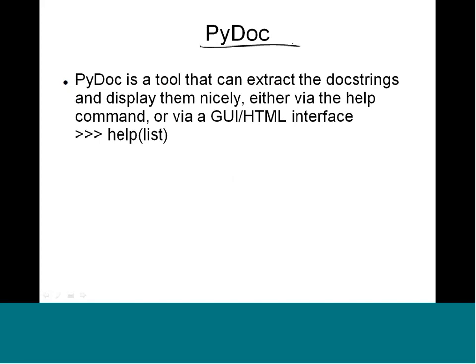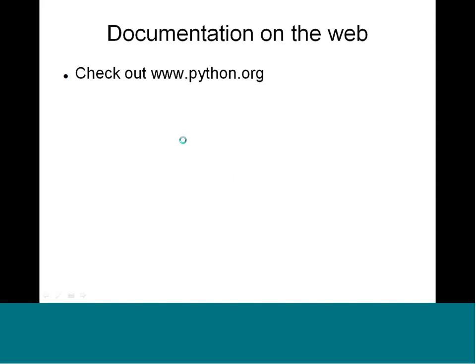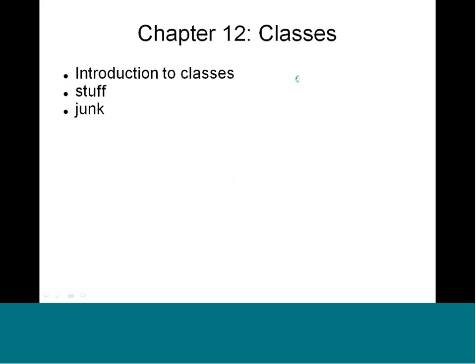Now there is also a tool called PyDoc. PyDoc is a tool that can extract the doc strings and display them nicely, either via the help command or via a GUI or HTML interface. So you can do help list, and then basically it will print out all those different doc strings. And for any of the documentation, you can just go to the web and search on www.python.org, and you can get a lot of information from this website.